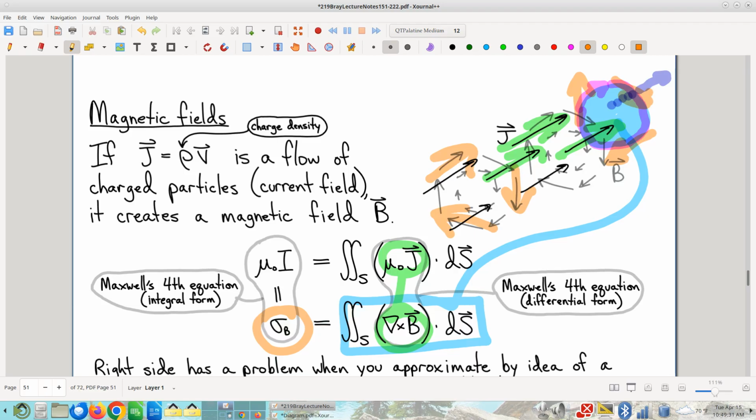Is that satisfying? Everybody see what I'm talking about there? That's a lot to digest as well. And again, when you get into your E&M class or your next E&M class, whatever the case may be, very, very useful.